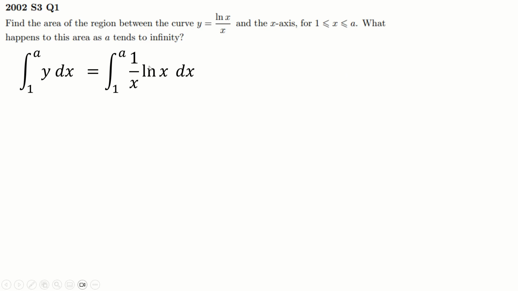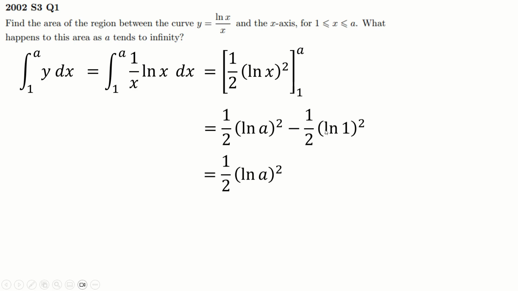It's f dashed of x times f of x. So this just integrates to log of x all squared, and then you just have to bring the half out to make it all balance out. So that's quite nice. You can use a substitution and you get it just as well. But anyway, now we put the a and the 1 in. Now log of 1 is 0, so that goes away, and we end up with this.